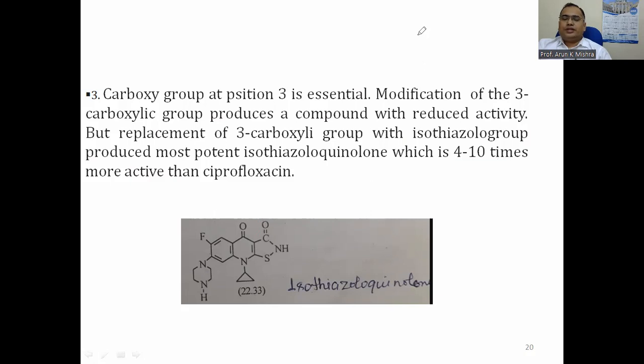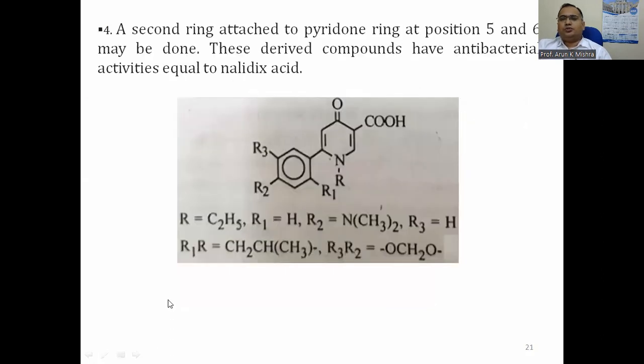So again, it is said that yes, the 3rd position carboxylic group is important, but this substitution on the third position or changes in the third position may also be possible. Now coming to the next point of SAR: in the fluoroquinolone structure, a second ring may also be attached to the pyrrolidone ring at position number 5 and position number 6. So these derived compounds have antibacterial activity which is equal to moxifloxacin. So where is the fifth position? This one is the first position, second position, third, fourth, and fifth position. So at the fifth position or even at the sixth position, changes in the ring system may also be done. So this is one of the important SAR points.